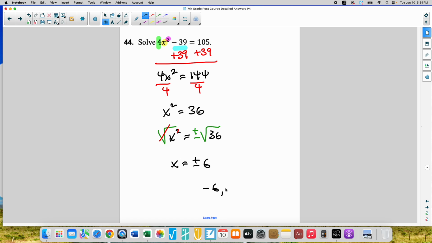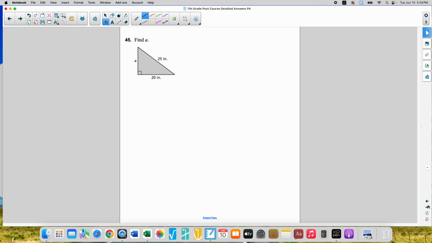You can write it like this if you want, but high school is going to start introducing this plus or minus. It's a nice, efficient way to represent 2 values.